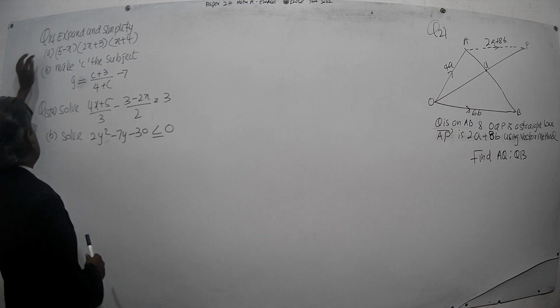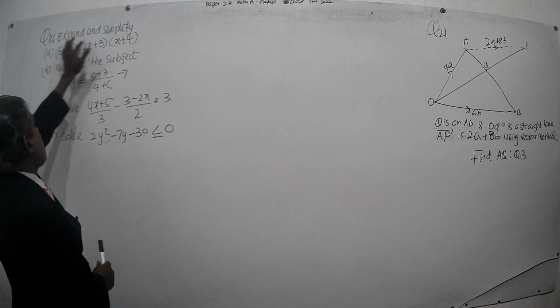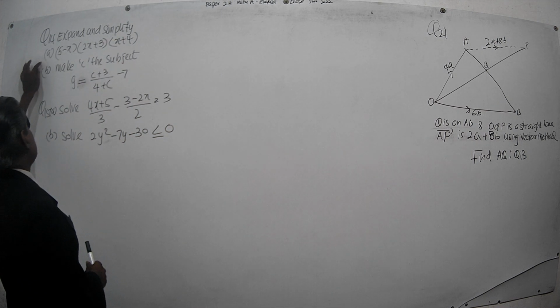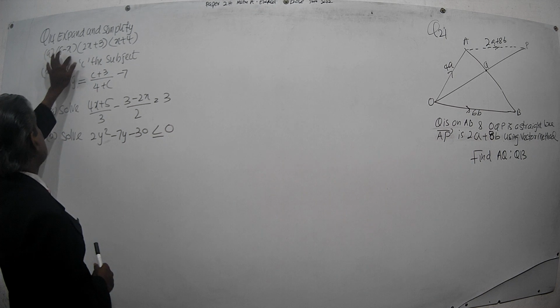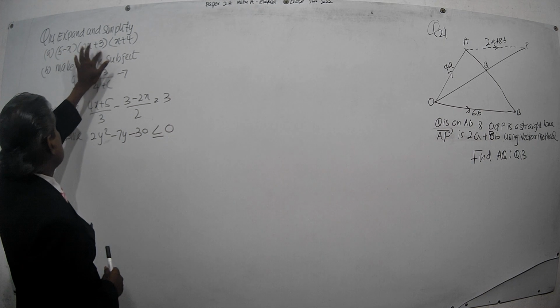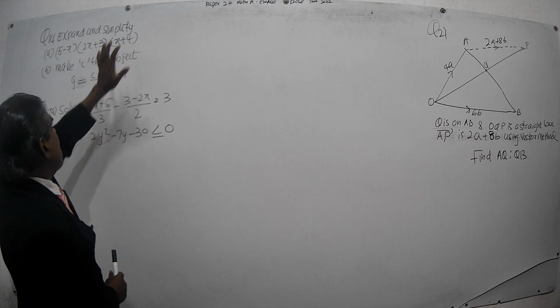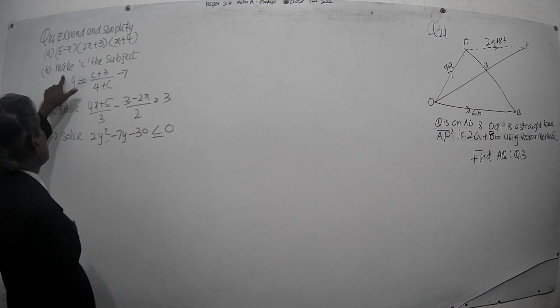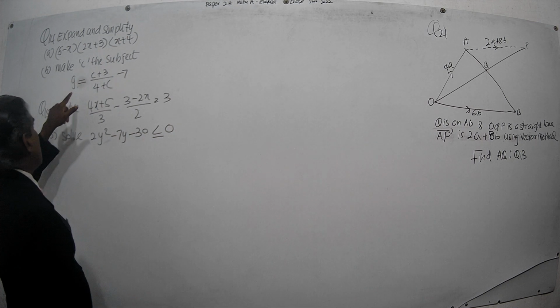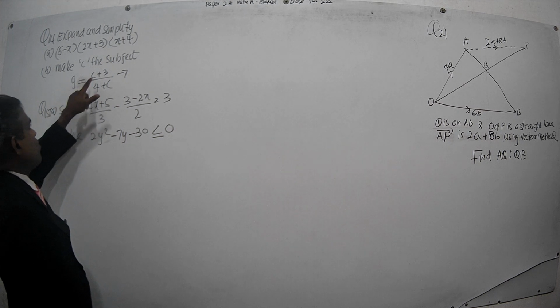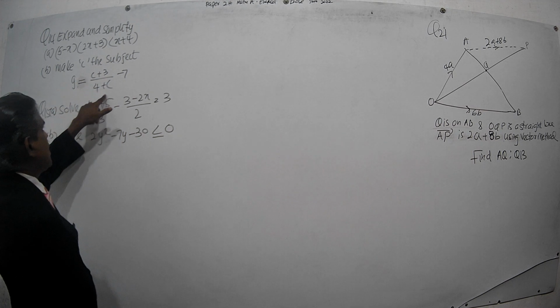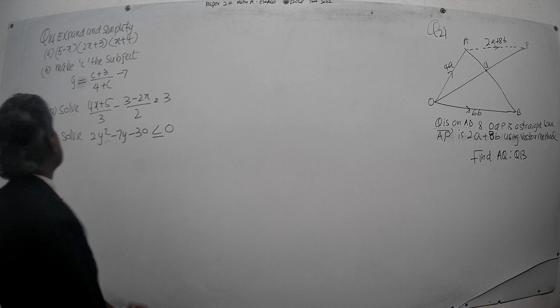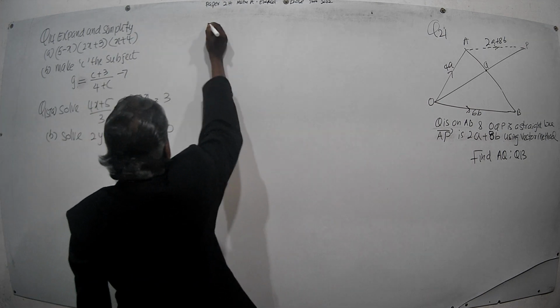Question number 14. They say expand and simplify. First part, 5 minus x, 2x plus 3 and x plus 4. Then part B, they say make C the subject of this formula G equals C plus 3 over 4 plus C minus 7. Right. First of all, we take question 14.